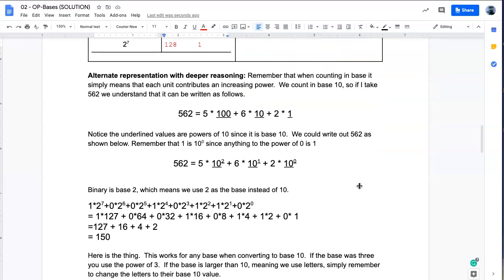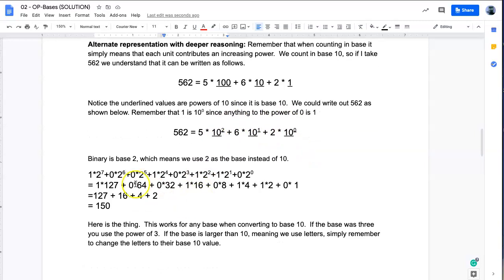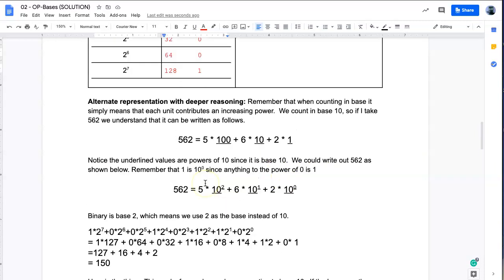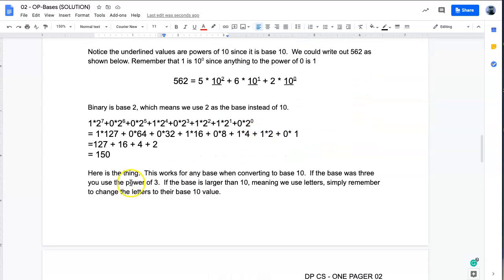And here's a little bit of deeper reasoning for you. Like I said, if we take 562, that's like 5 times 100 plus 6 times 10 plus 2 times 1. And we can rewrite that using powers of 10. So 562 is 5 times 10 to the 2 plus 6 times 10 to the 1 plus 2 times 10 to the 0. So notice we're increasing by a power of 10 each time. So we take our binary number and we do the same thing. So if I have this number, which is right here, there's that number I've used down below. Notice I've written it here.